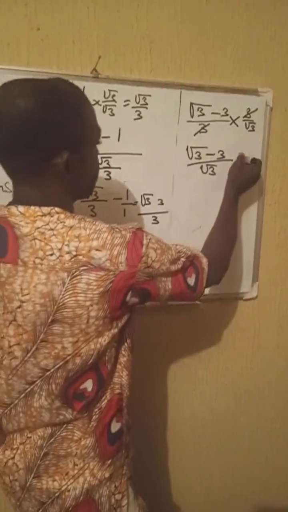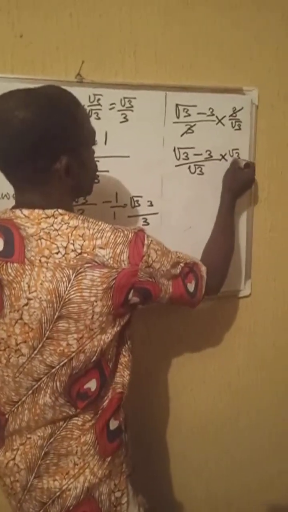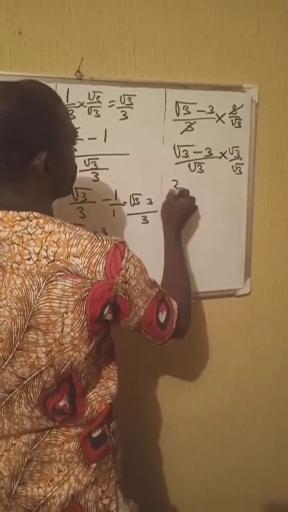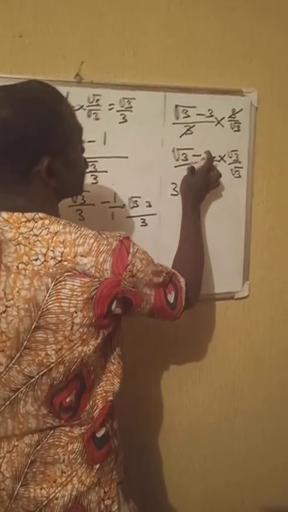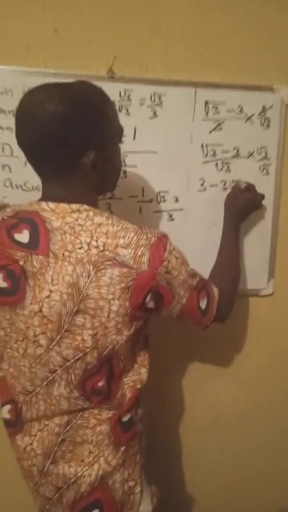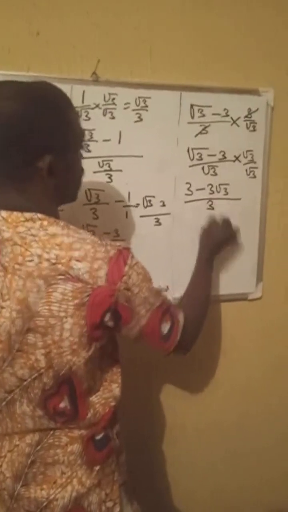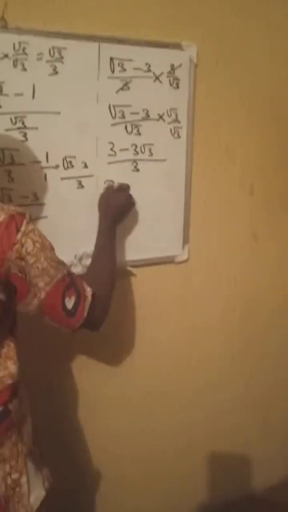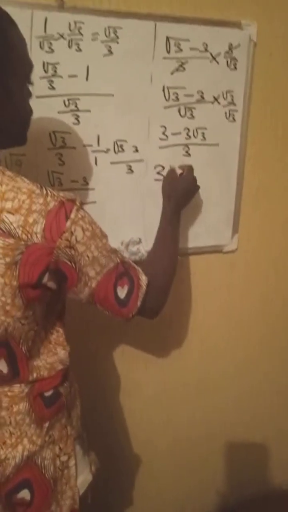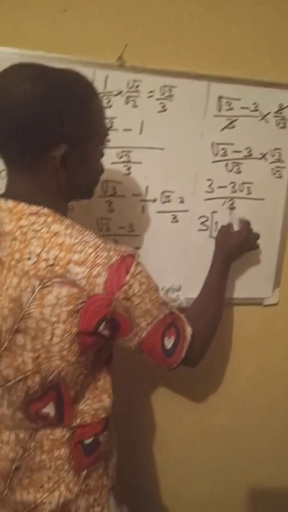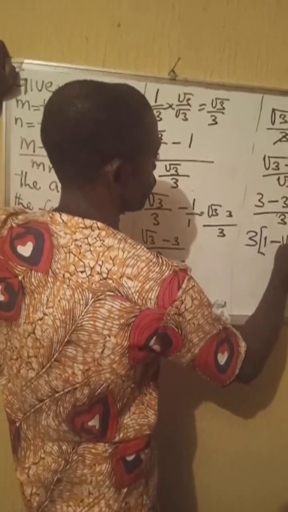Therefore, we rationalize again by saying times root 3 over root 3. So root 3 times root 3 will give us 3, minus 3 times root 3 will give us 3 root 3, all over root 3 times root 3, which will give us 3. Therefore, we factorize. What they have in common is 3. By factorization, we bring out 3. So in the bracket, here is 1 minus what remains here, root 3, all divided by 3.